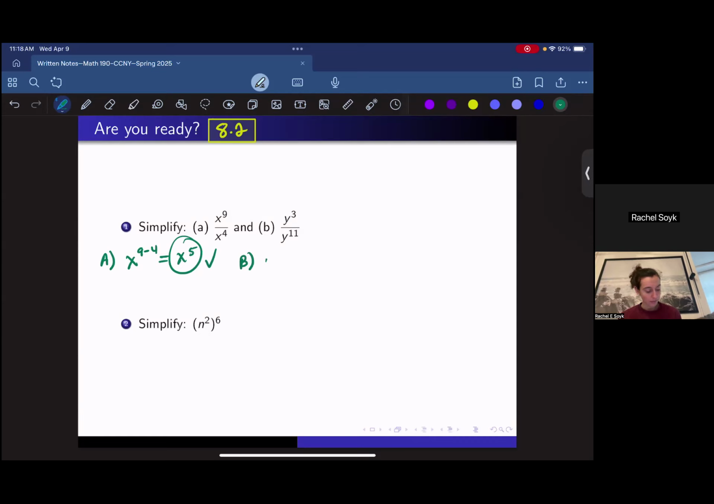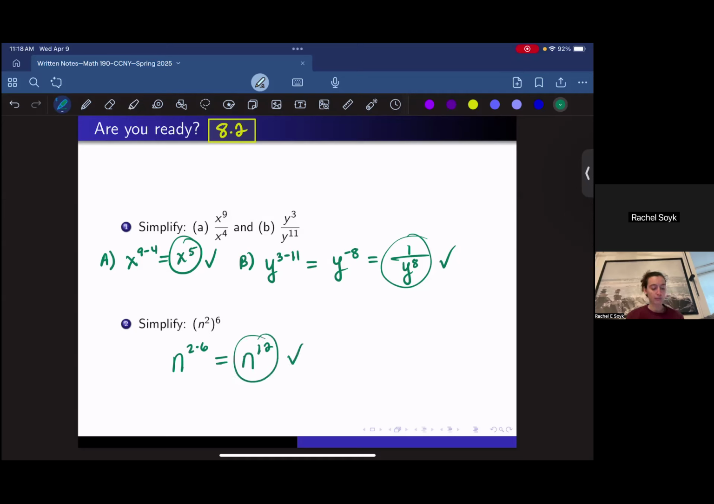In part B, y to the 3 minus 11 gives you y to the negative 8, but let's not have negative exponents. This is the same as 1 over the positive version, which is just y to the 8th. And then finally, our second problem, when you raise a term to an exponent, you multiply those exponents. So 2 times 6 gives you 12. Final results, n to the 12th.